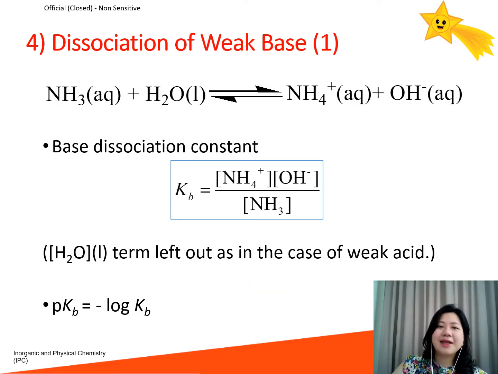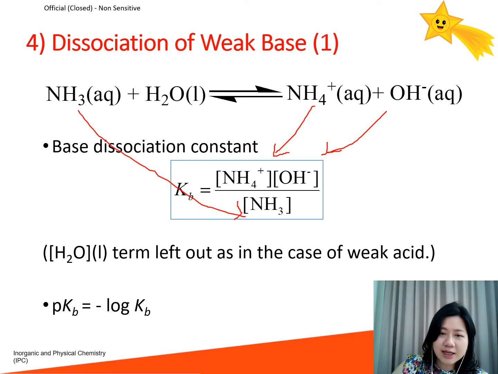We've looked at Ka and pKa for weak acids. Weak bases also have a corresponding Kb and pKb. B stands for base. Let's use ammonia NH3 as an example. Ammonia dissociates in water to form NH4+ and OH-. The base dissociation constant Kb is the concentration of the products, which is NH4+ and OH-, divided by the concentration of the reactant, which is NH3. Once again, remember that H2O is not included in the calculation of Kb.